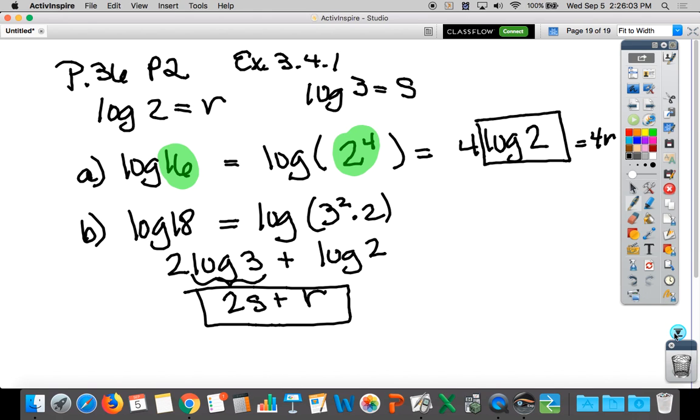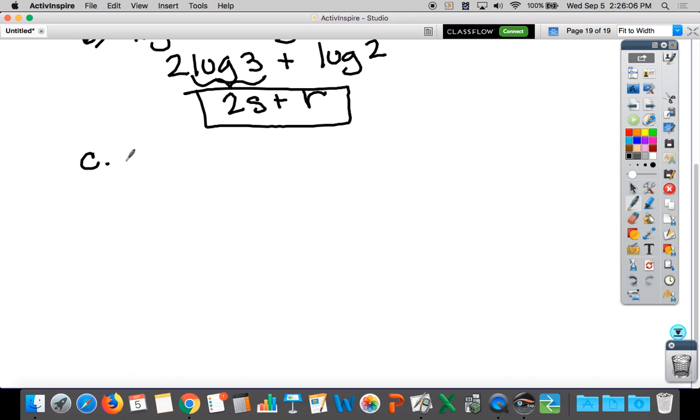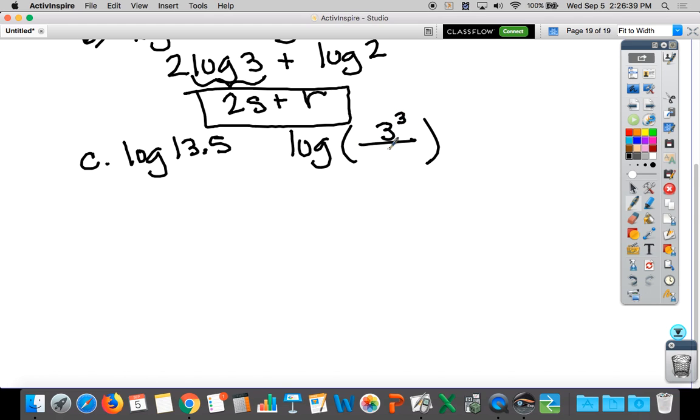All right, and C. C is the log of 13.5. To me, the multiplication is easy. It's the division part that sometimes I don't see. So, what can I do between 3 and 2 that will equate to 13.5? Three what? 3 to the third, which is 27. 27 divided by 2 is your 13.5.